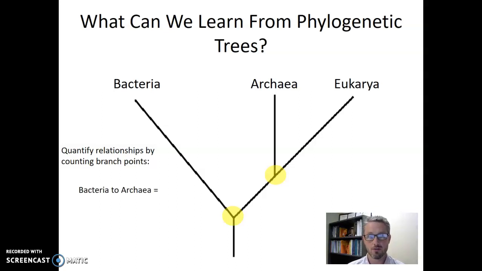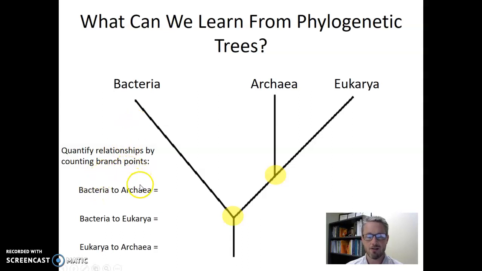And so on this tree, there's a few relationships we can look at. We can look at the relationship between bacteria and archaea. We can look at the relationship between bacteria and eukarya. And then lastly, we can look at the relationship between eukarya and archaea. And again, the way we're going to analyze these relationships is to count the branch points that sit between these organisms along the line. So let's demonstrate that.